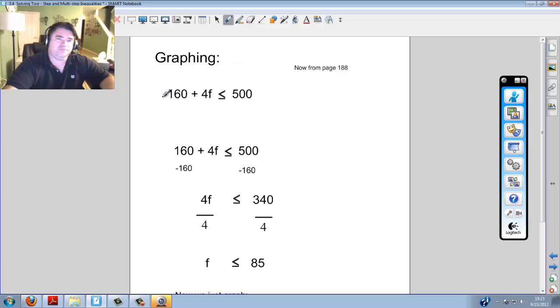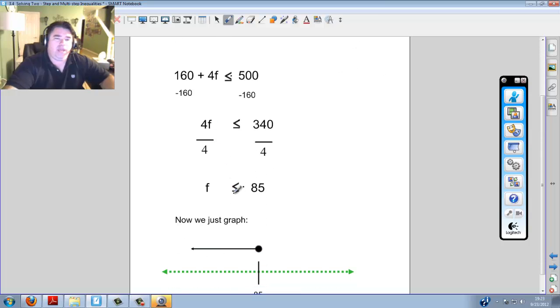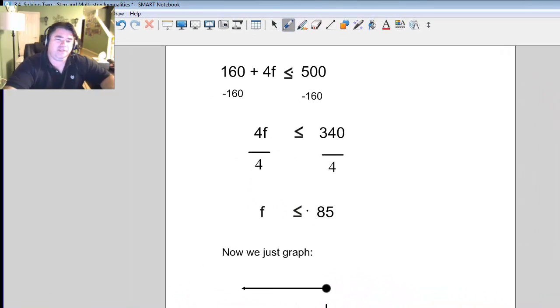So now we have graphing. You can follow on page 188 if it helps you. Instead of plus 160, we're minus 160 over here and minus 160 over here. So it leaves 4f. And 500 minus 160 is 340. Now, instead of times 4, we divide by 4 over here as well as over here. So now that leaves f, and 340 divided by 4 is 85. Notice how less than never changed because it was never a negative. And if f is less or equal to 85, 85 is the action, and because it equals, the dark circle means include me, and less than.